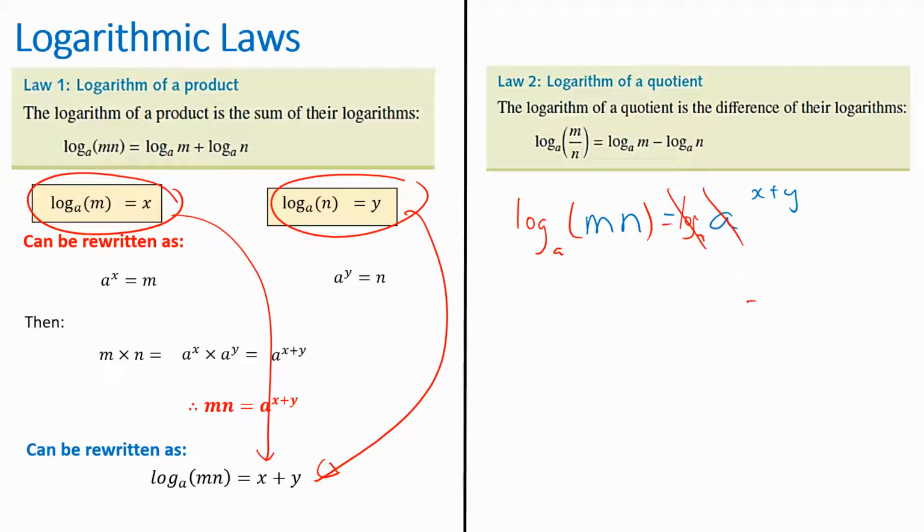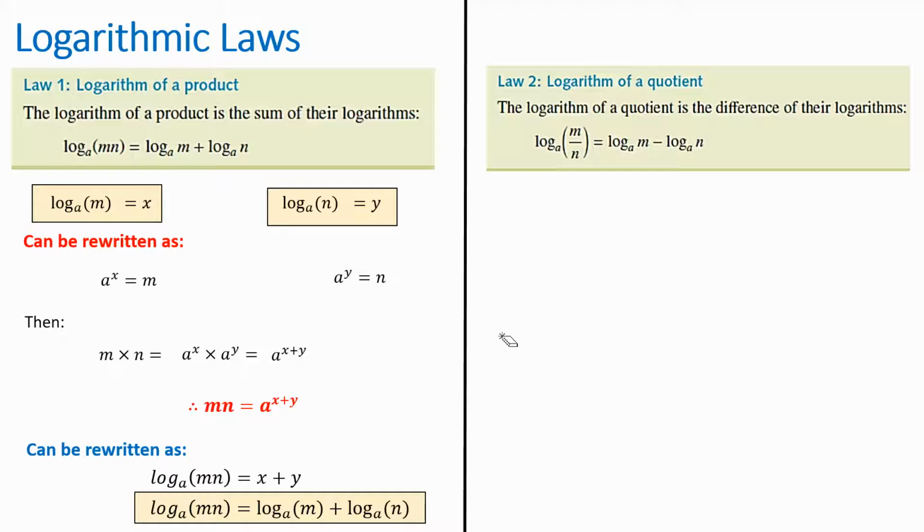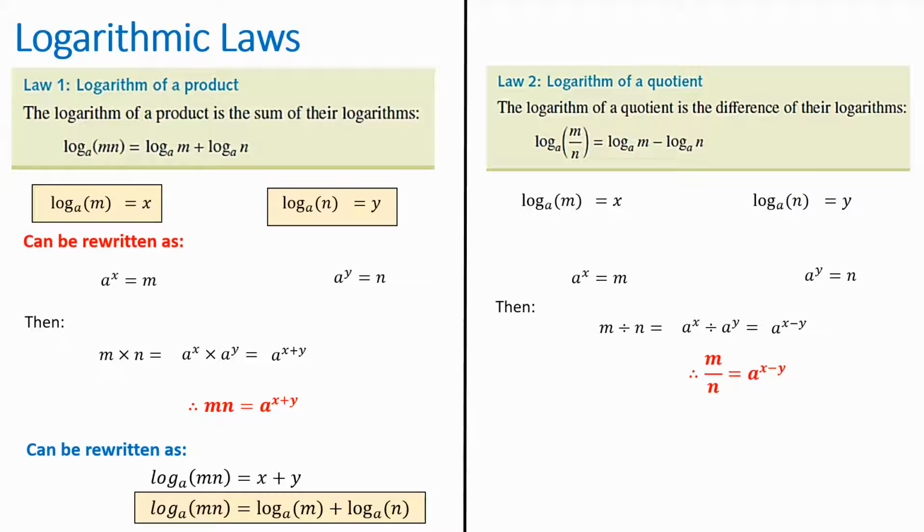If I just rub this one off, for division it's the same concept. I'll be saying log a of m is equal to x, and log a of n equals y. And then if I reread this, a to the power of x equals m, a to the power of y equals n. And then m divided by n is the same thing as saying m, which is a to the power of x, over n. It's the same concept again. You're back to m divided by n is equal to a to the power of x minus y.